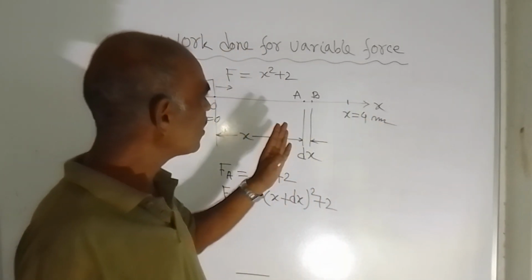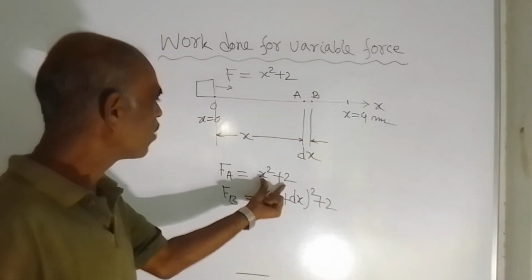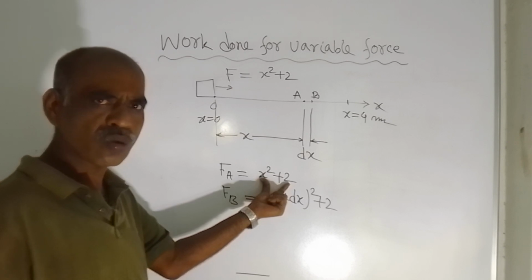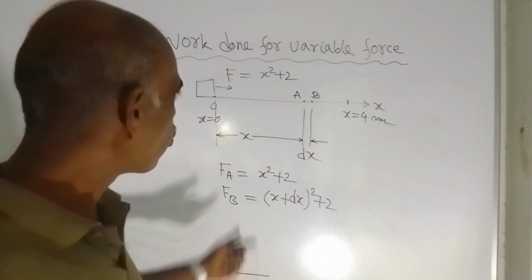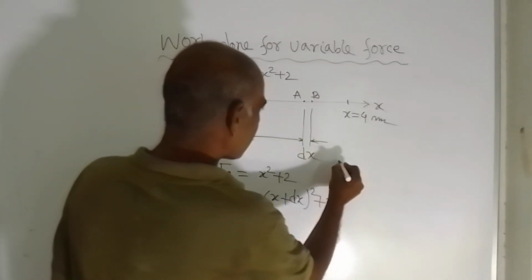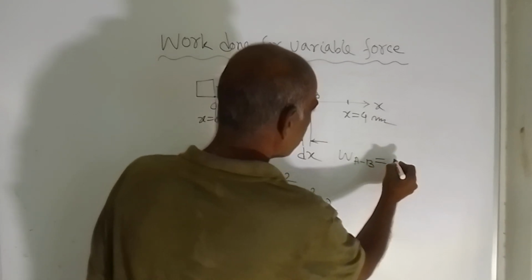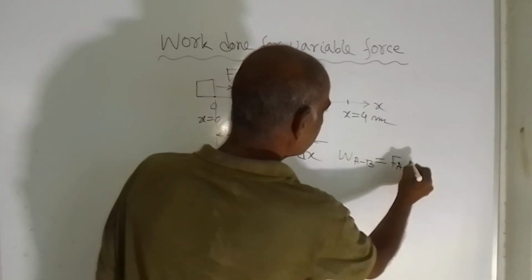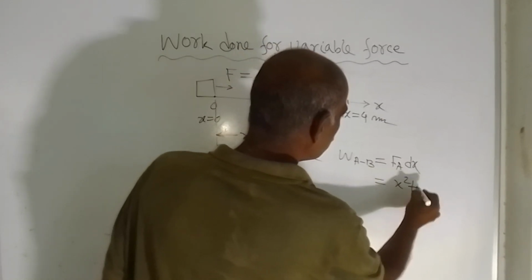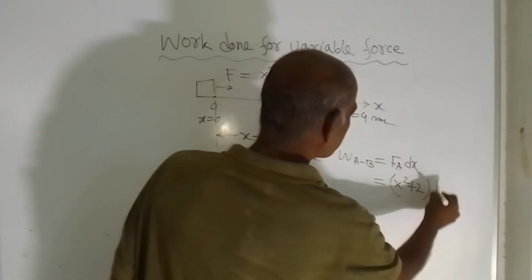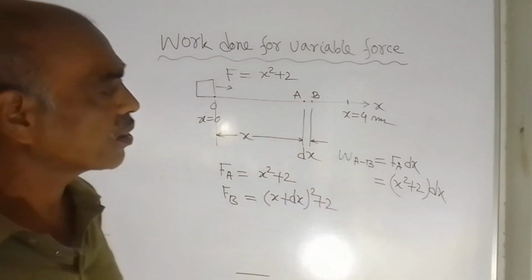So for the displacement from point A to point B, we can consider the force to be x square plus 2. This is the force, and the displacement is dx. So the work done, I am writing this way, W A dash B, is equal to FA into dx, and FA is x square plus 2, so this into dx. This is the work done from point A to point B.